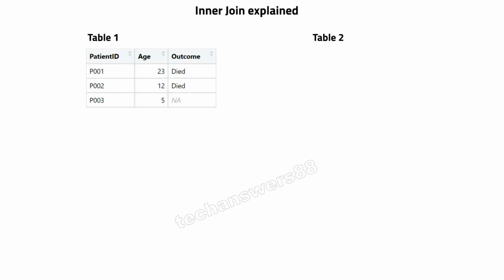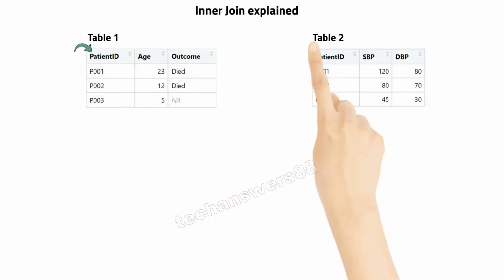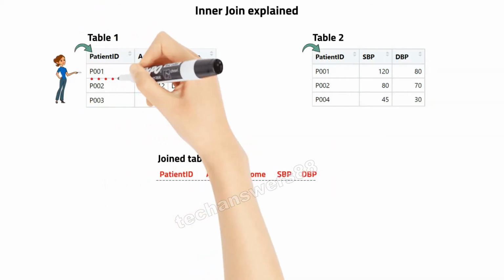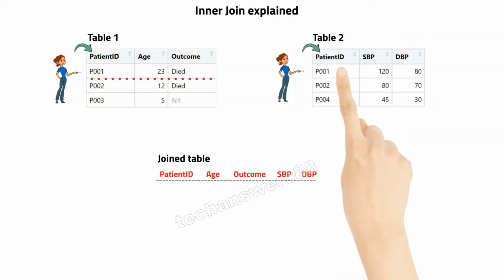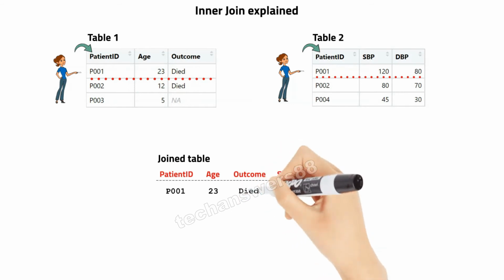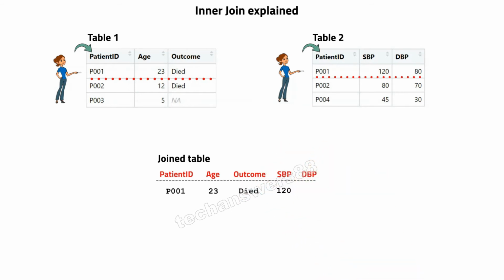Let's say we've got two tables, table 1 and table 2. In both the tables, we have patient ID, which can be used as the key. Let's see how the inner join table would look. In the first record, we have patient ID 001. It exists on both the tables, so in the final output, we would have this record. All the data from patient ID 001 is there.